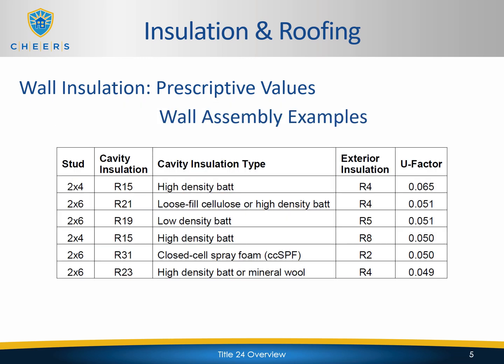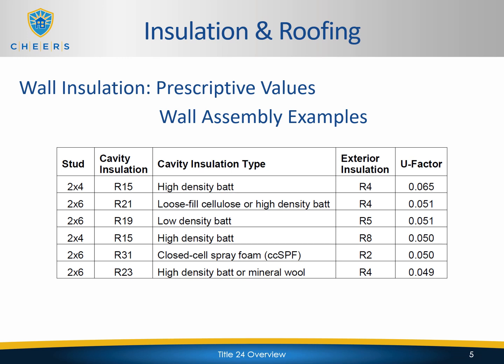In this table we have 6 different assemblies and their construction type, cavity insulation, exterior insulation, and the equivalent U factor that can be used within the system. We saw in climate zones 6 and 7 that a 0.065 was our prescriptive requirement, and that can be met by building a 2x4 wall and installing an R15 high density bat. Normally we'd see an R13 in a 2x4, so we'd have to increase and go with a high density R15 bat. Include an R4 exterior insulation, a foam board on the outside, and that's going to give us that U factor of 0.065.